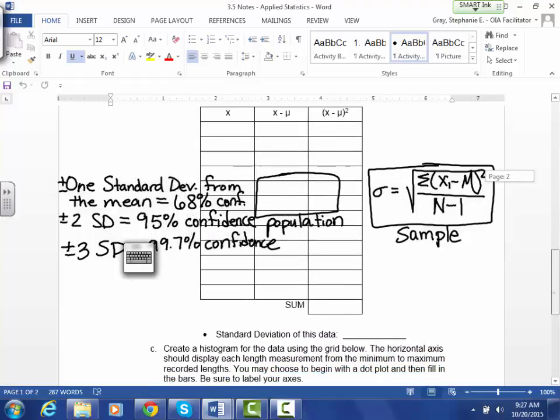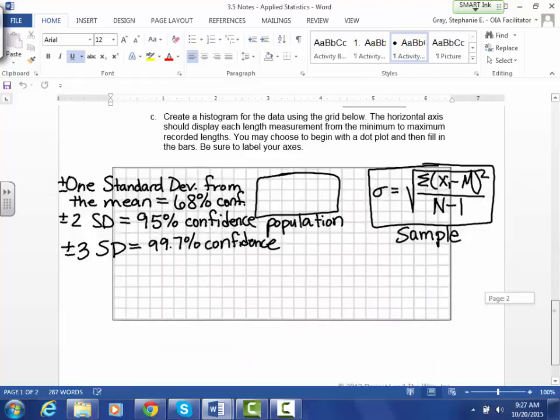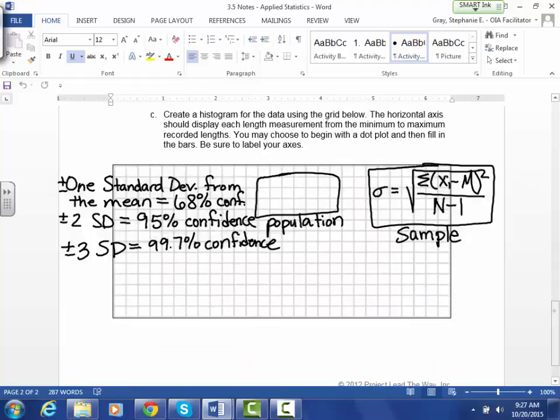Okay. So let's go back here to the histogram on the back. Everybody done with this? I know Jonathan's got to get it, but he can get it from somebody else.